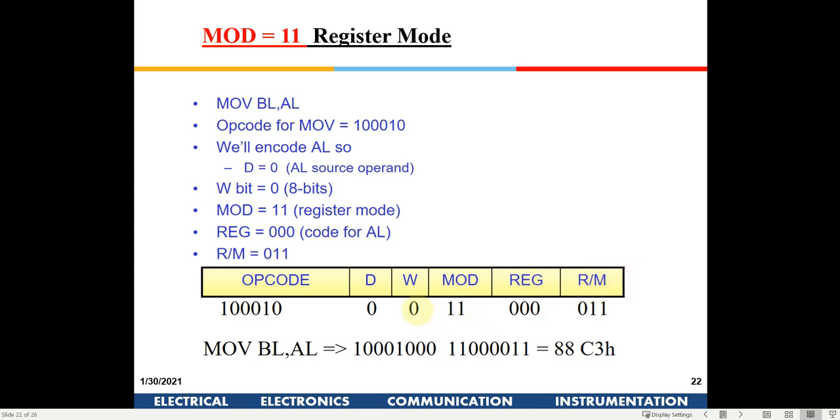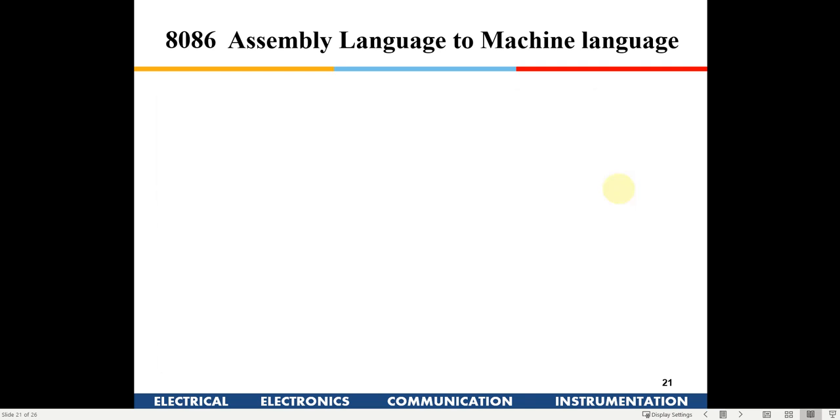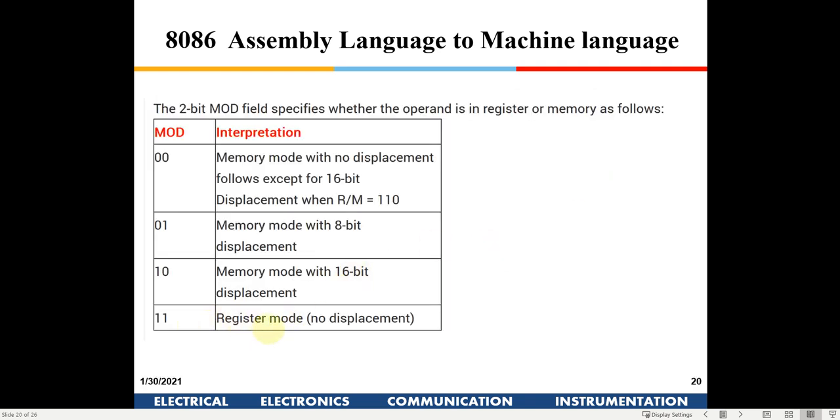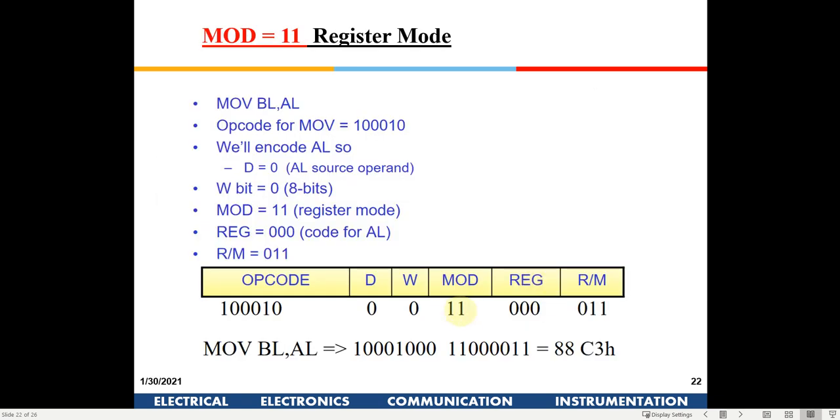Now W. Since it is AL and BL, we write W equal to 0, because it is only a byte, not a word. Then mod. What should be the mod? We go back here: mod 1-1 means register to register. If you see the mod table, 1-1 is register mode, no displacement. That is why we are going to write mod as 1-1.